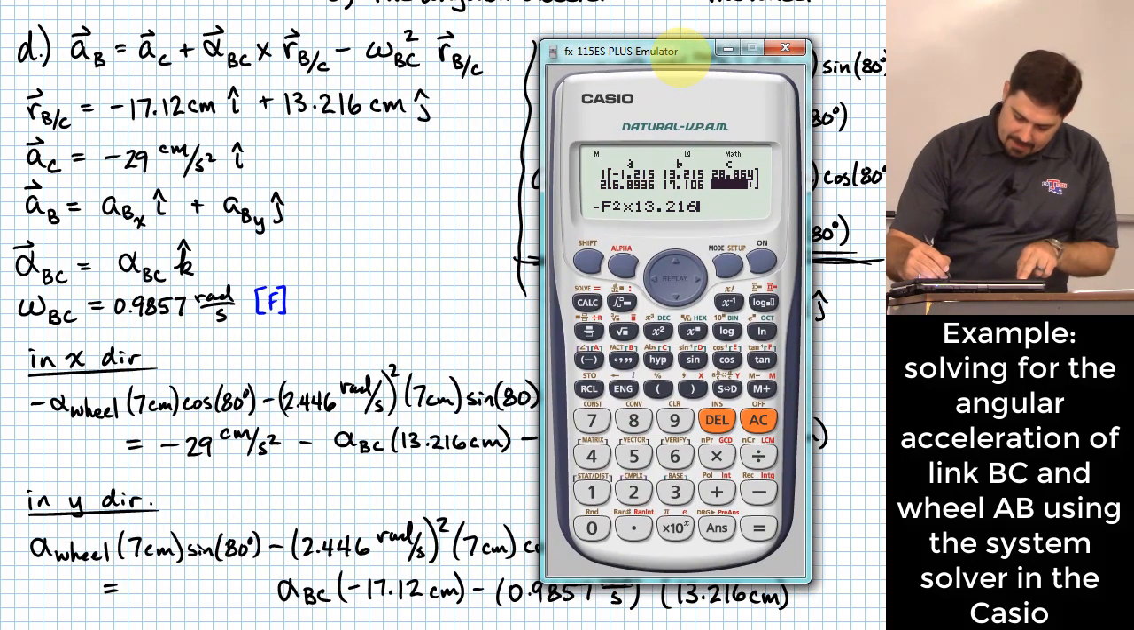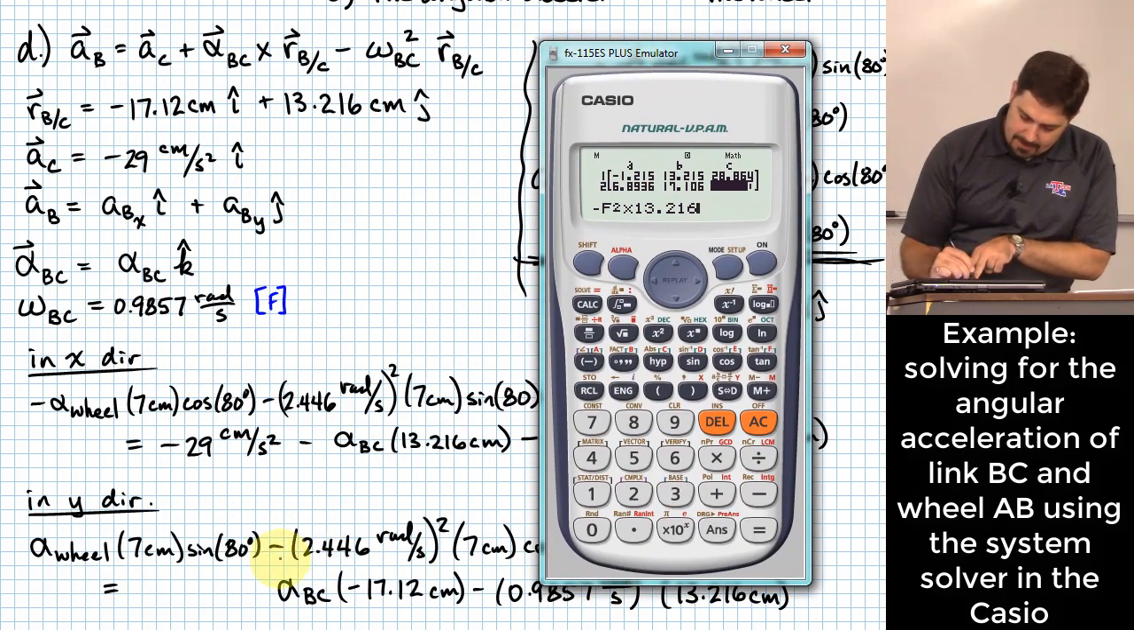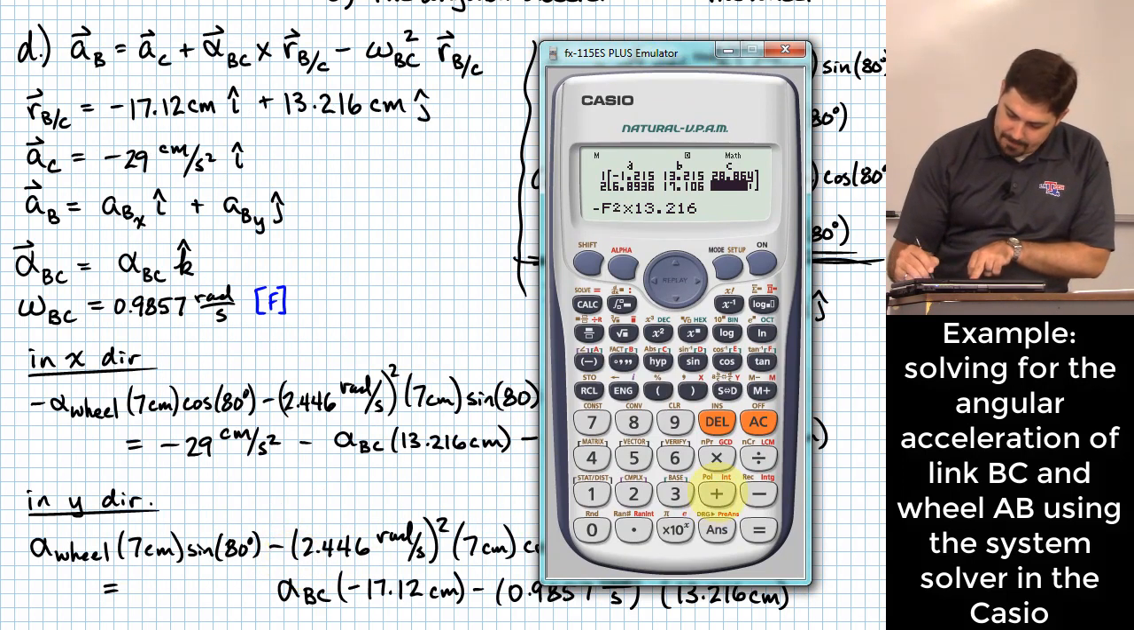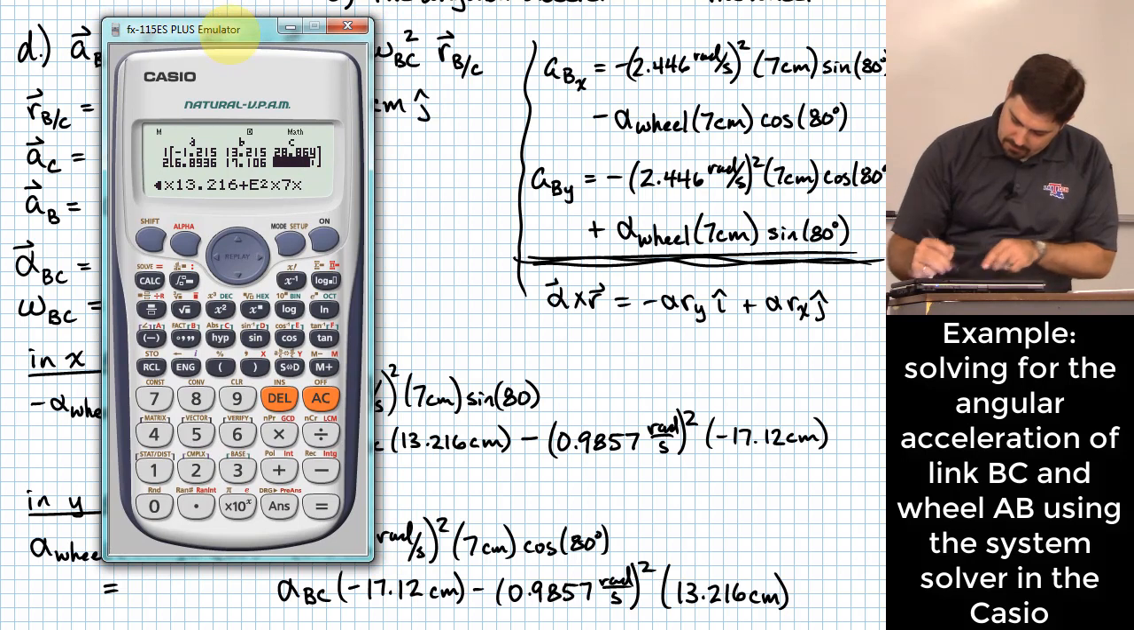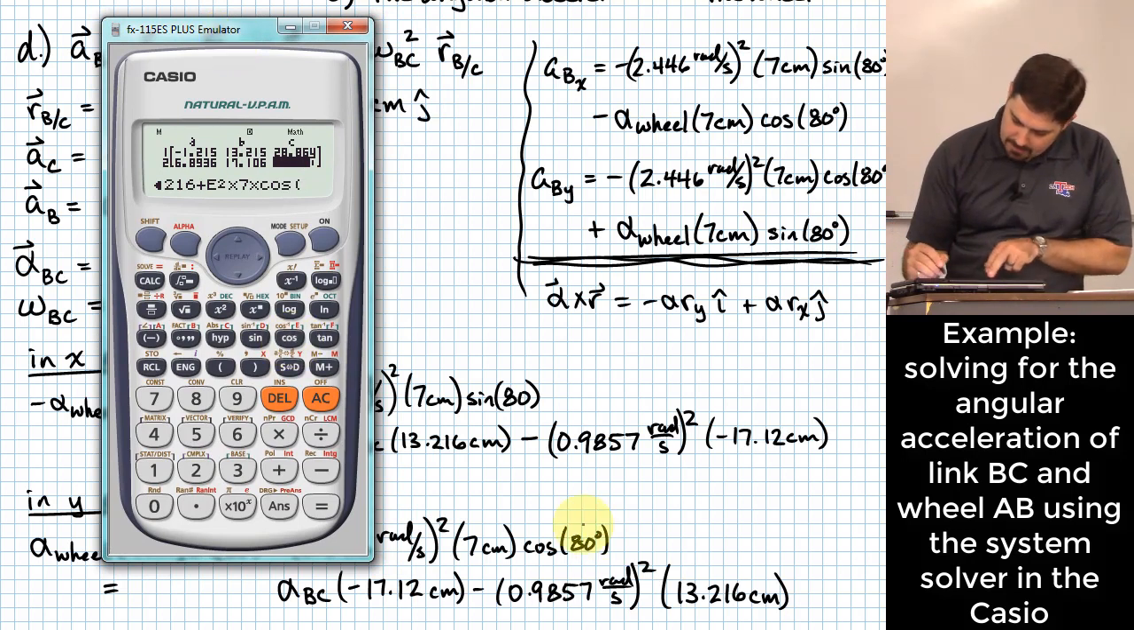But now I need to add in this term that I had originally on the left side. When I move it to the right side, it becomes positive. So I add to that, I believe that was stored in E squared times 7 times cosine of 80.